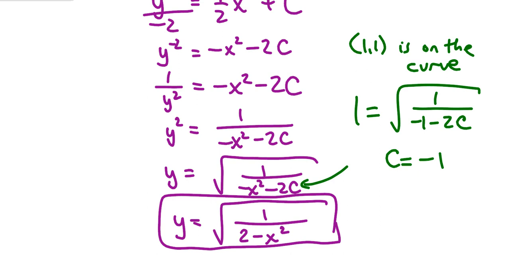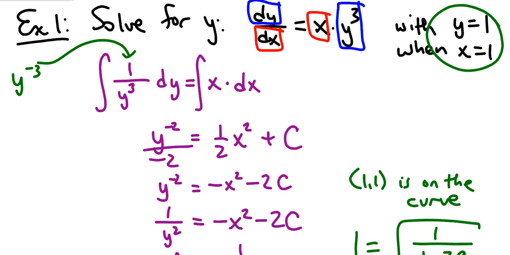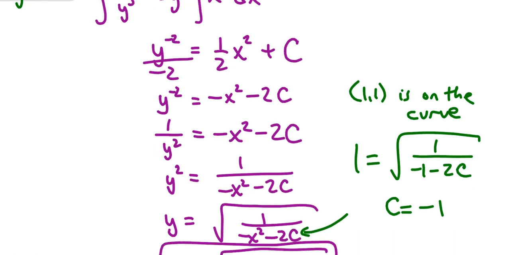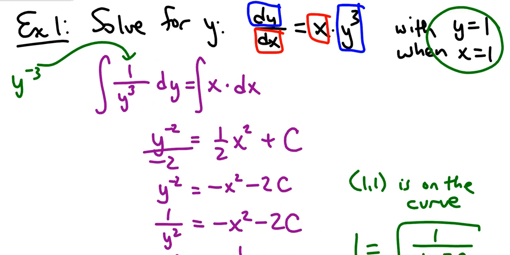Okay? So the process is the same every time. We separate, integrate, and then we look to get y by itself. Once we get y by itself, there's some c value that gets solved for, and there's information that helps us find that c. All right. I will demonstrate with a second example.